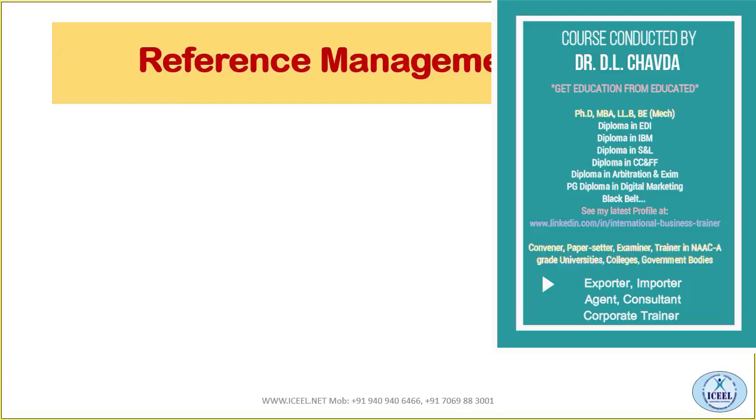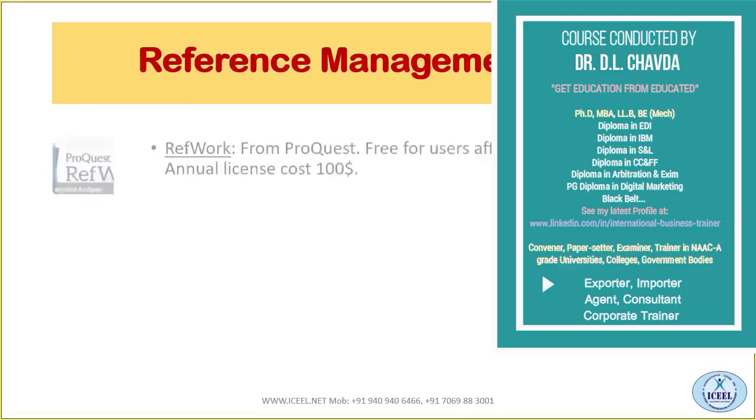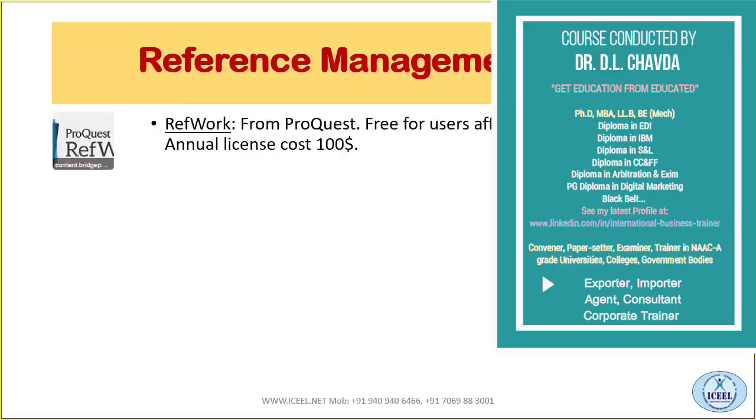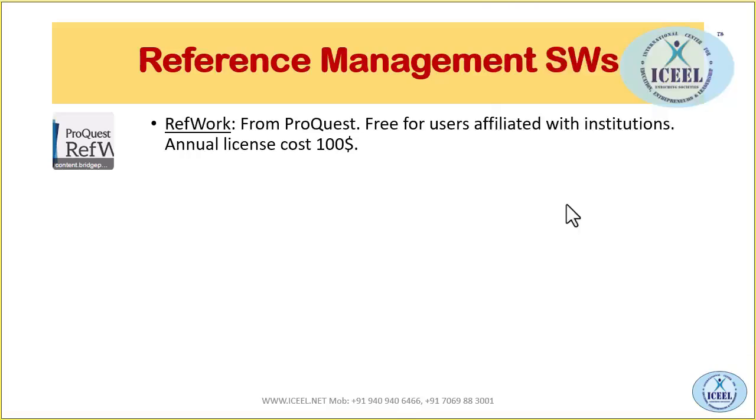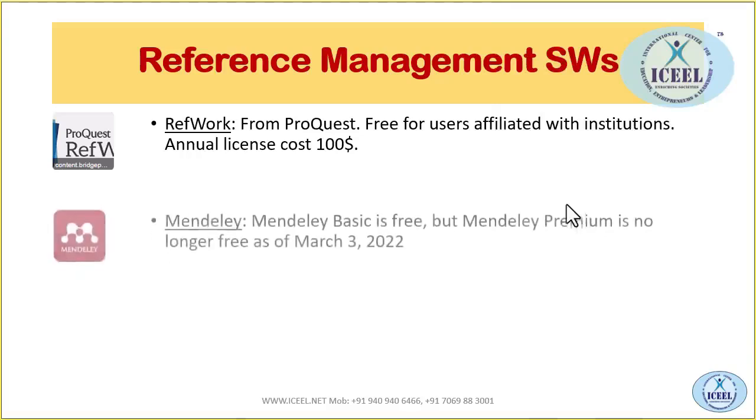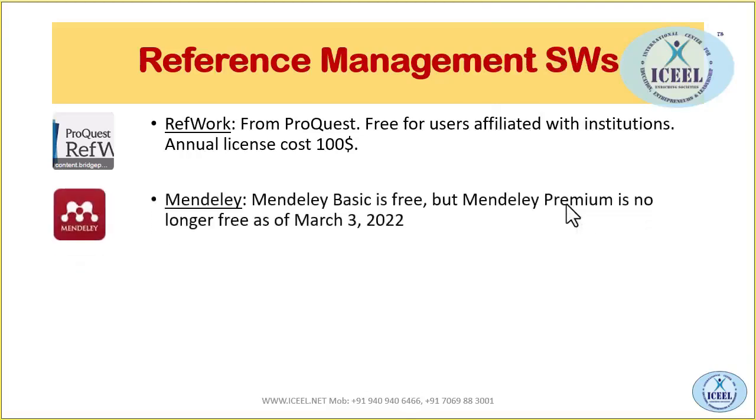Now, reference management software. There are a few software packages available in the market. One is RefWorks from ProQuest, free for users affiliated with institutions, but if you want to take a license, it's going to be $100 annually. Mendeley Basic is free, but Mendeley Premium is no longer free from 3rd March 2022. This is also very good software. Sanjay bhai is using it.